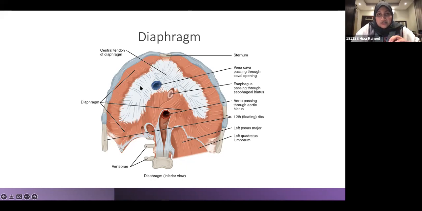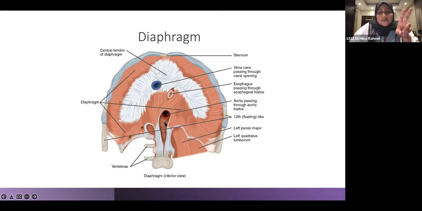And in the center, you have the tendons. These tendons merge to form the central tendon. The fibers, this white thing is the fiber, merge to form the central tendon. Through the central tendon, you have three very important structures passing. You have the inferior vena cava, then you have the esophagus and aorta.